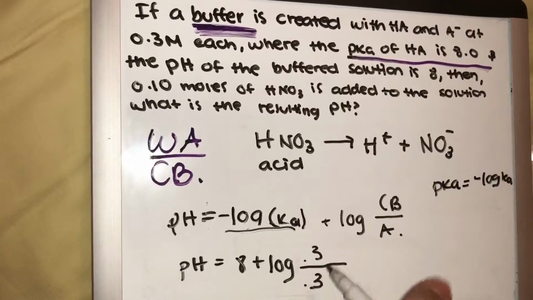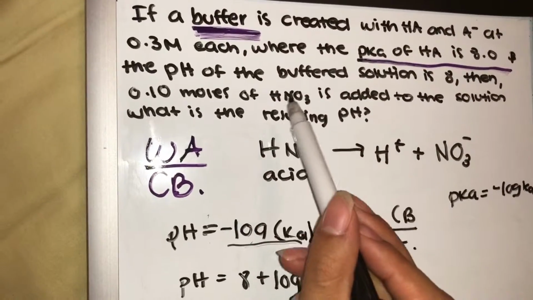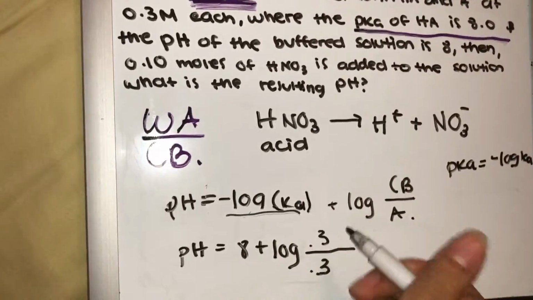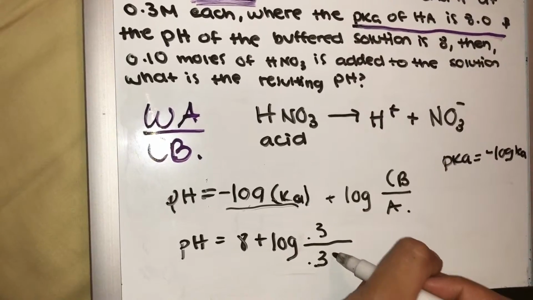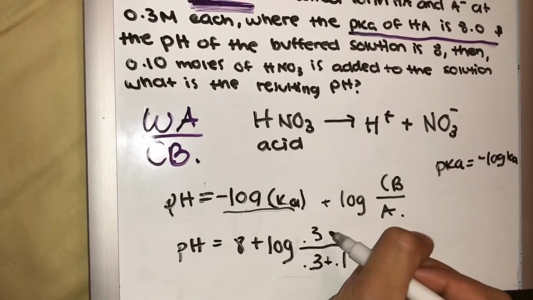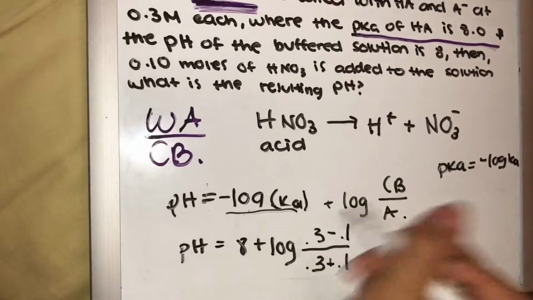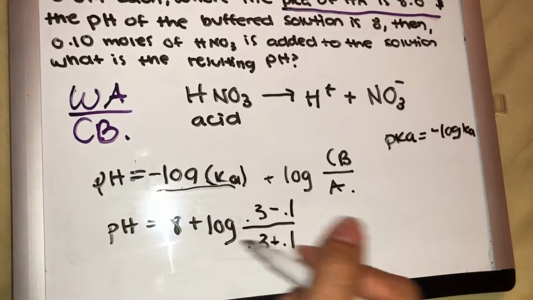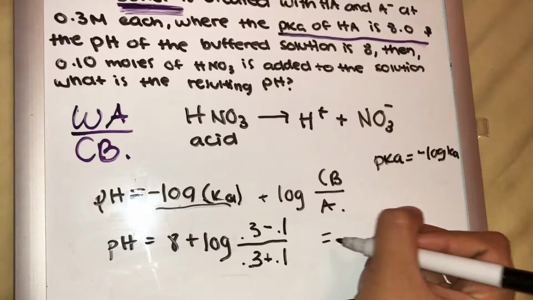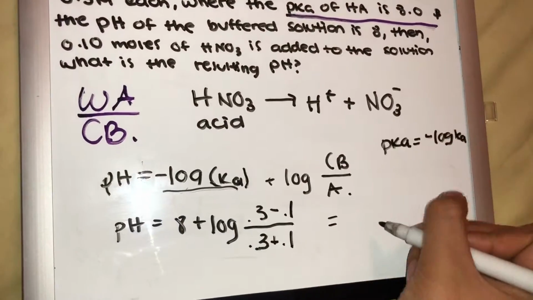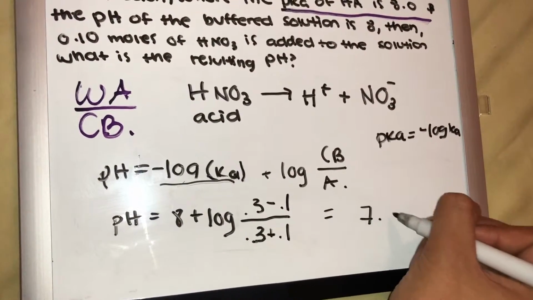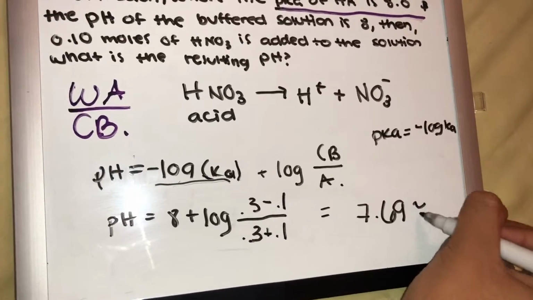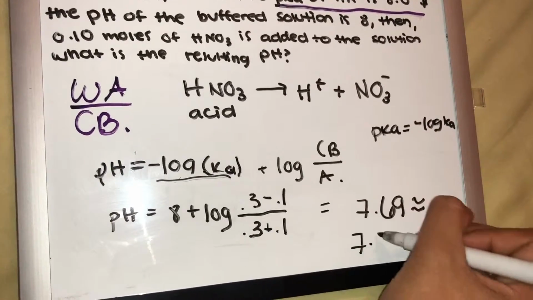And this is where the nitric acid comes in. It is added to the acid, and we will subtract it from the conjugate base. Putting this into your calculation, you would get a new pH of 7.69, which we can say is 7.7.